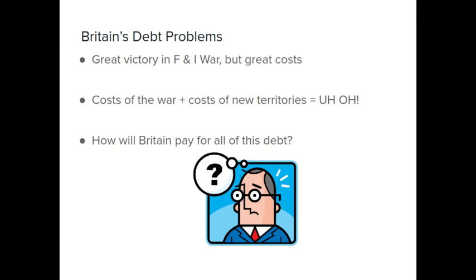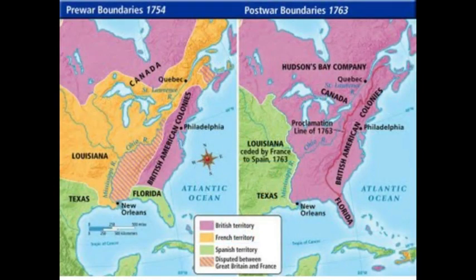Remember from last week we talked about Britain's debt problems and the fact that they won a war, the French and Indian War, but at great cost. They borrowed a lot of money, and plus they gained all these new territories. Our old map on the left, our new map on the right, where they have all the land east of the Mississippi River, plus Canada, that they have to protect now.